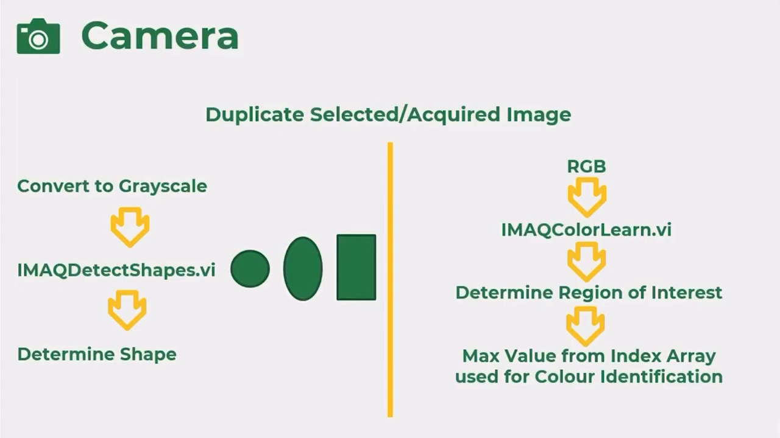After the shape of the candy has been determined, the second, non-grayscale duplicate is loaded onto the IMAQ Color Learn VI. That, based on the region of interest identified by the user, turns the image into an array of different colors. The maximum value from the index of the array is used as the color of the image. This stage requires a lot of calibration based on images of solid colors taken with the same lighting. This is a great source of error, as the lighting can vary significantly.